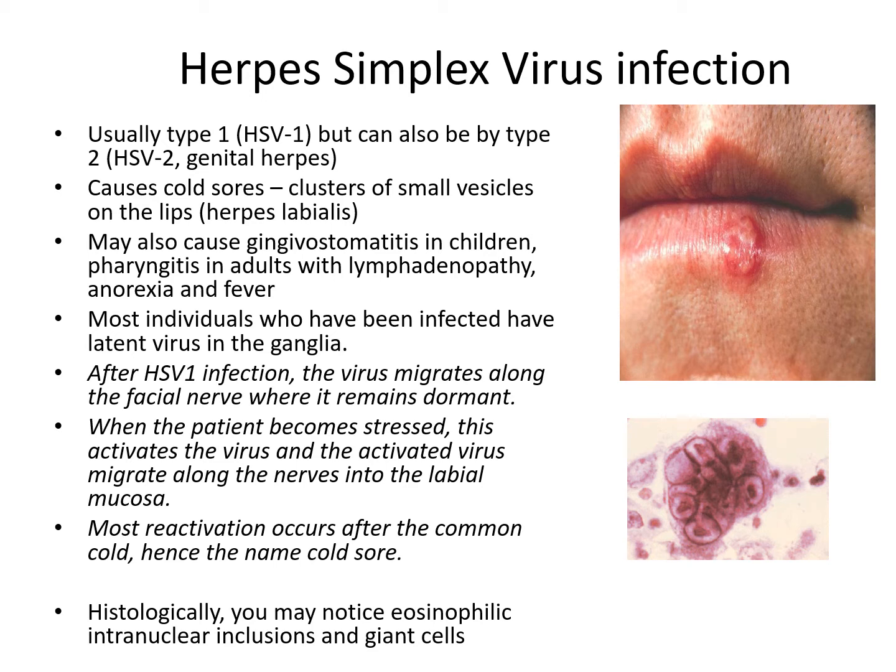It may also cause gingivostomatitis in children, pharyngitis in adults with lymphadenopathy, anorexia, and fever. Most individuals who have been infected have latent virus in the ganglia, and it can be reactivated after a common cold, hence the name cold sore. Histologically, you may notice eosinophilic intranuclear inclusions and giant cells, as shown in the picture below.